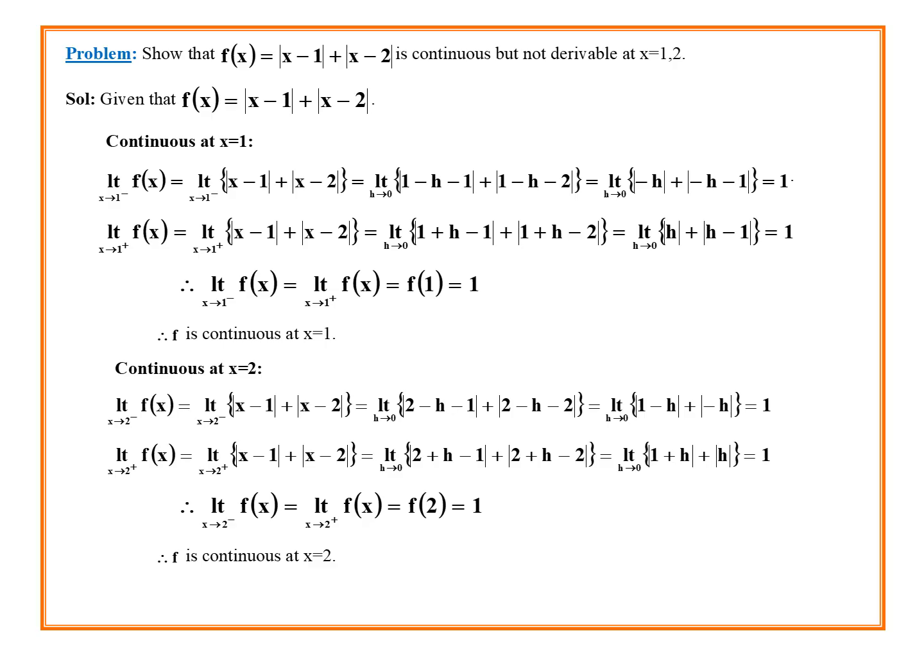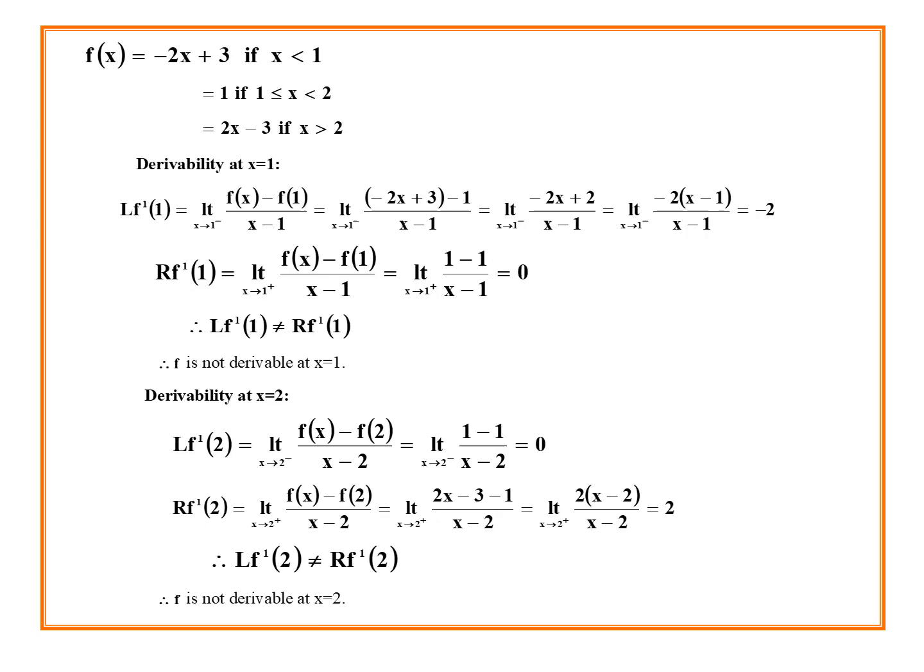So here limit x tends to 2 plus f of x equals limit x tends to 2 plus modulus x minus 1 plus modulus x minus 2. That is equals limit h tends to 0, modulus of 2 plus h minus 1 plus modulus of 2 plus h minus 2, that is equals limit h tends to 0, modulus 1 plus h plus h. The value is 1. Therefore, both are equal. Limit x tends to 2 minus f of x equals limit x tends to 2 plus f of x. Therefore, f of 2 equals 1. Therefore, f is continuous at x equals 2.